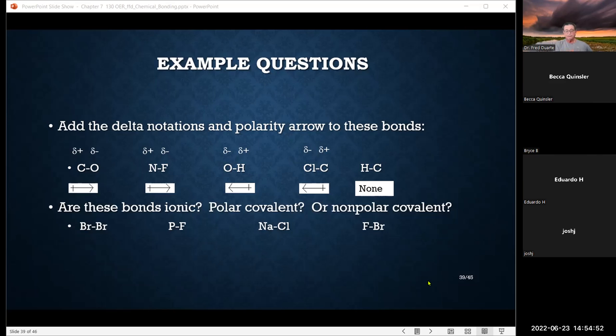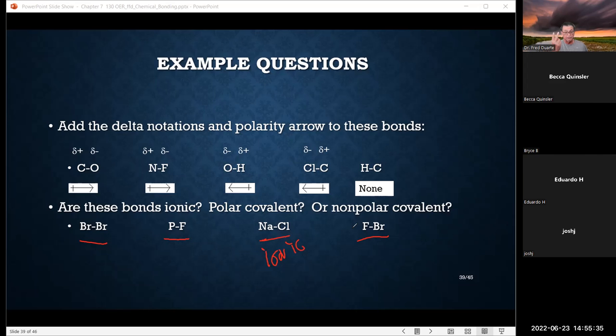Now, a question might be asked: which bonds are ionic? Well, to be ionic, we have to have a combination of a metal and a nonmetal. Obviously, the first one is two nonmetals. The second one is, again, two nonmetals. And the third one, we have sodium, which is a metal, and chloride, which is a nonmetal. Therefore, sodium chloride is an ionic bond, okay? The fluoride and the bromide are not ionic. So the only one here is sodium and chloride, which means that everything else is covalent, okay?